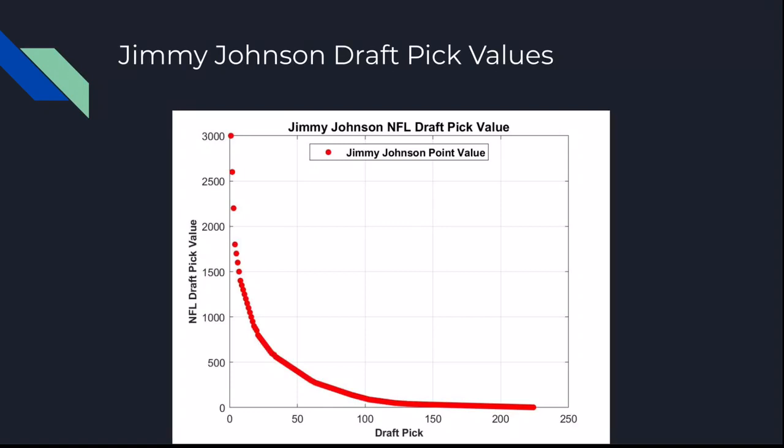As you can see, he assigned the first pick a point value of 3,000, and pick 224 was assigned a value of 2. Looking at the overall trends, it is clear that Johnson considers the first few picks extremely more valuable than even picks in the range from 20 to 50. Also noteworthy is the fact that Johnson places very little value at all in draft picks after pick number 100.